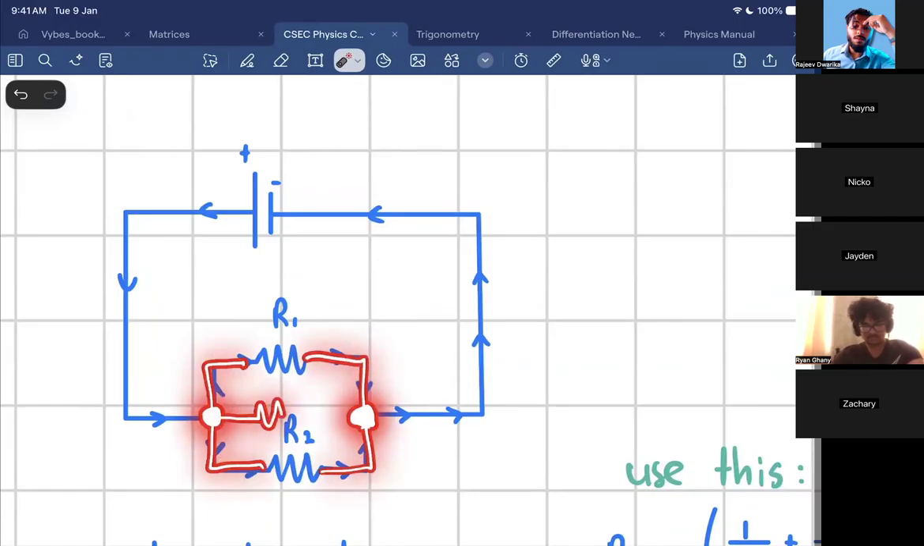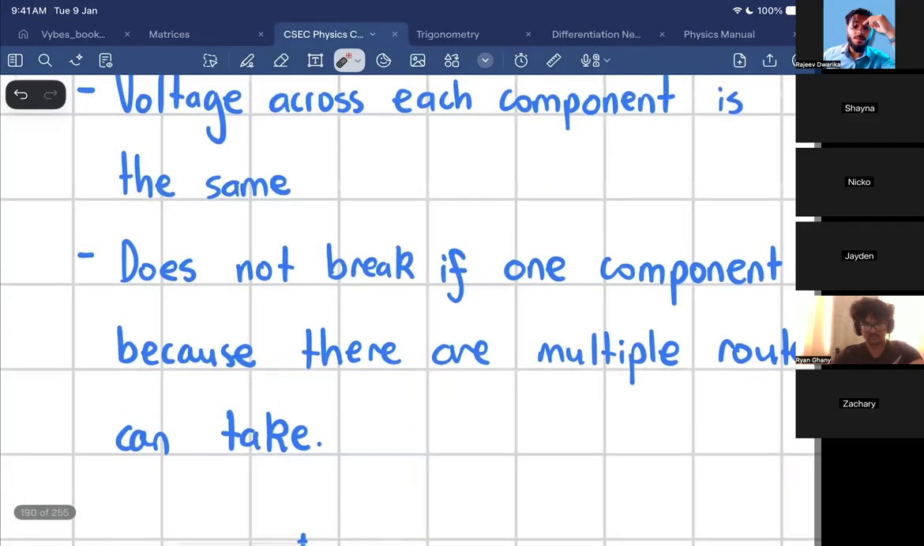If I add another resistor over here, would that resistor be in series or parallel? Tell me fast, guys. Parallel, because current splits in 3 ways, right? I could call this R3. Would the voltage across R3 be any different, or would it be the same as R1 and R2? The same as R1 and R2. Right, because again, it's between these 2 points. That's never changing.